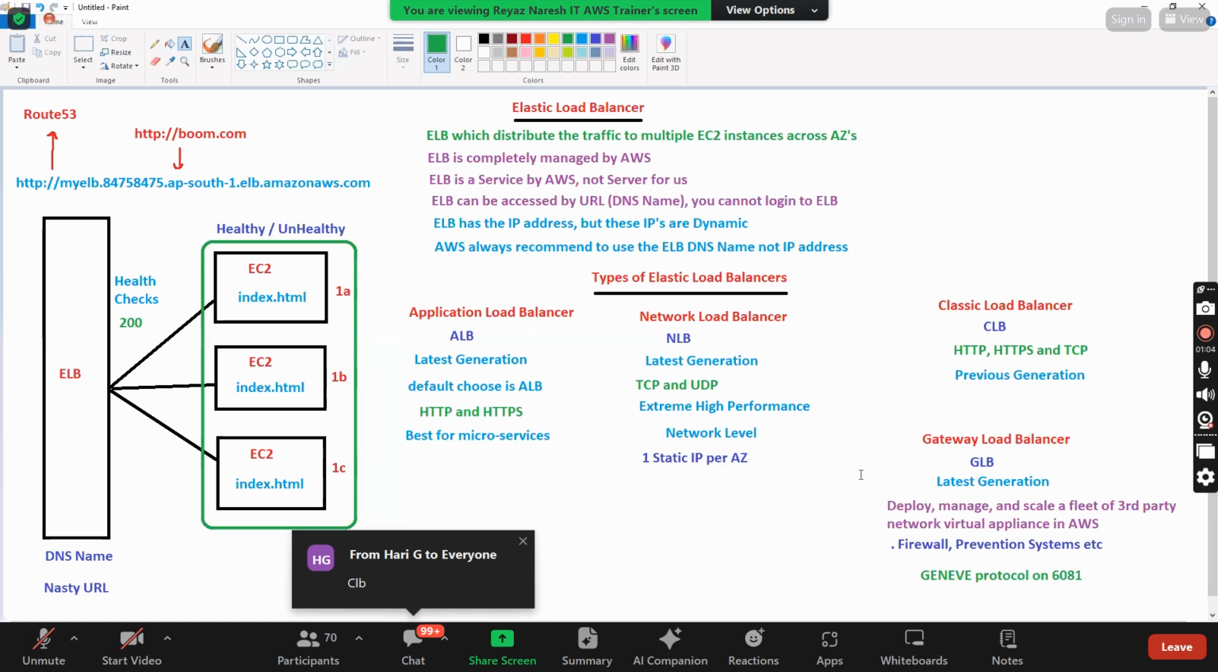Okay. Then which is the most commonly used load balancer that we should be using? Application. Application load balancer works on which protocol? HTTP and HTTPS. And network load balancer works on which protocol? TCP and UDP. When do you use network load balancer? For extreme high performance. Which load balancer supports static IPs? Network load balancer. How many? One static IP per availability zone. And gateway load balancer is for security appliances or not? Yes. Which protocol do you use? Geneve. What is the port number? Okay, no? Okay, good.